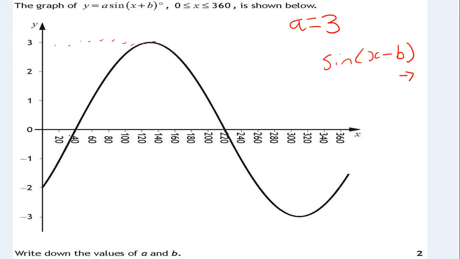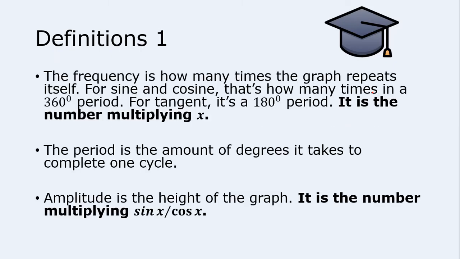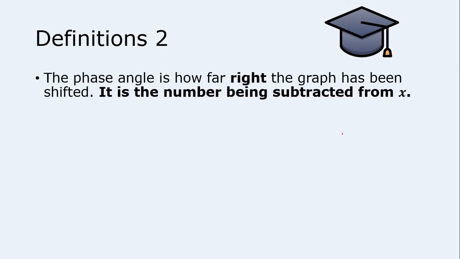So let's just have a look. The sine graph should start at 0, but what's happened is it's shifted 40 in this direction. So if you want to shift to the right, you need a negative. Okay, so that just goes back to our definition. It's the number being subtracted from x to go right. So to go to the right, you need to subtract.